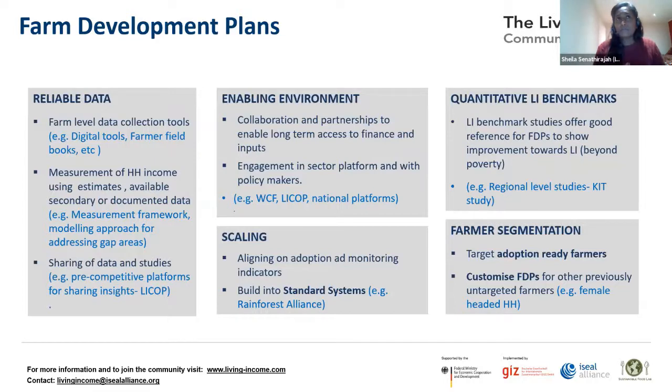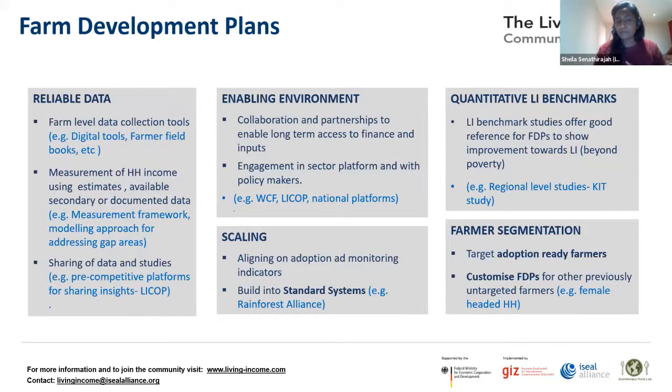So we have some frameworks and foundational guidance available that are produced by the community of practice on how organizations can use secondary data and what data sets are there to calculate living income. Of course, modeling approaches are also there, as Paul mentioned. So some organizations are doing that to fill in the gap areas, and these are good things.